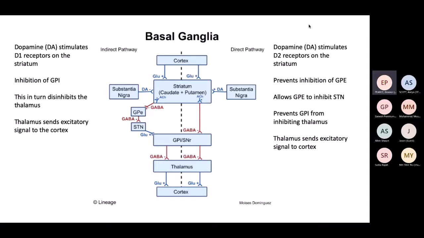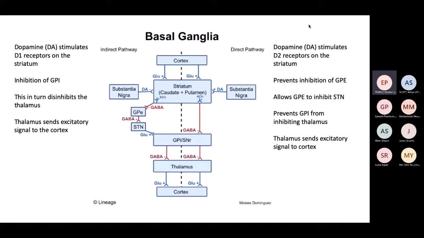This in turn then inhibits the globus pallidus externa, which then inhibits the subthalamic nucleus, and this then excites the globus pallidus interna. Then this releases the inhibition on the thalamus, and the thalamus is free to send its signals to the cortex. And a slightly different pathway for the direct side of things.